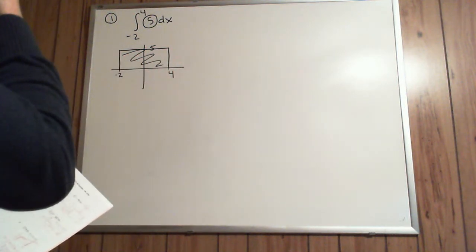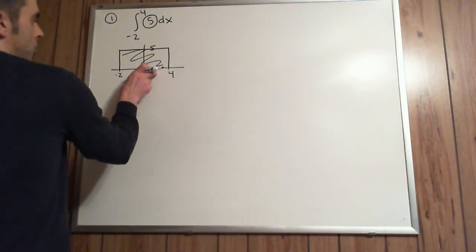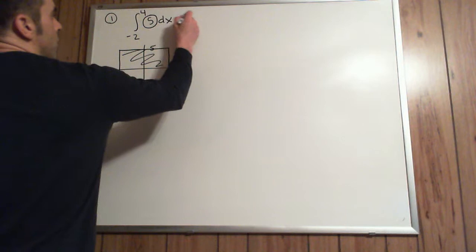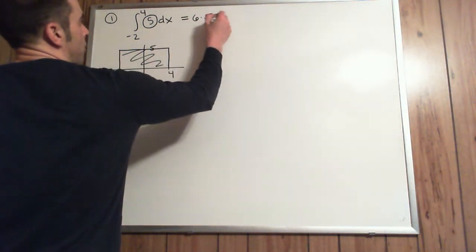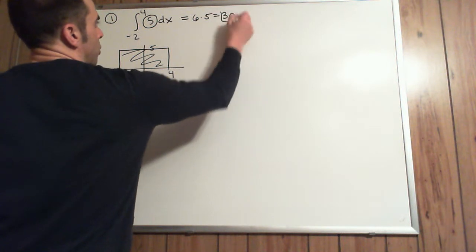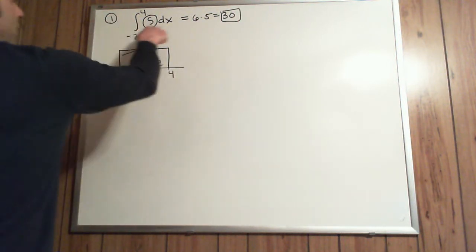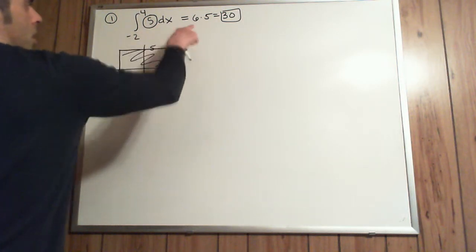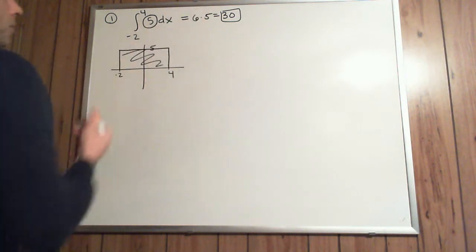So you have to use a geometric formula to get that area. Well, the area of a rectangle is the base times the height. So the base is 6 units long times the height, which is 5 units. So my answer would be 30. So the value of the definite integral from -2 to 4 of 5 dx is the base is 6 units long, the height is 5, 6 times 5 is 30.